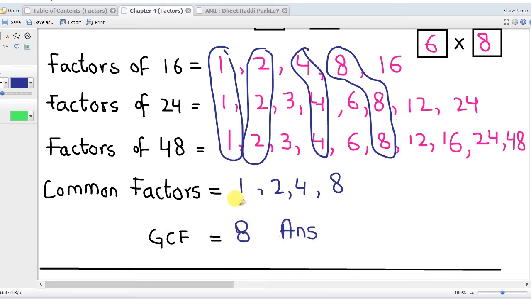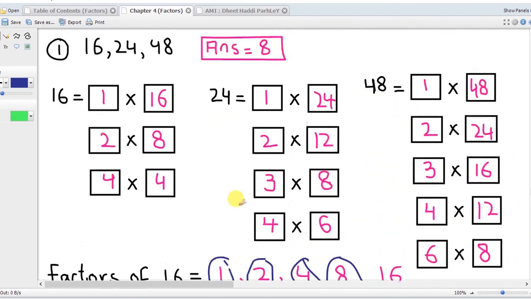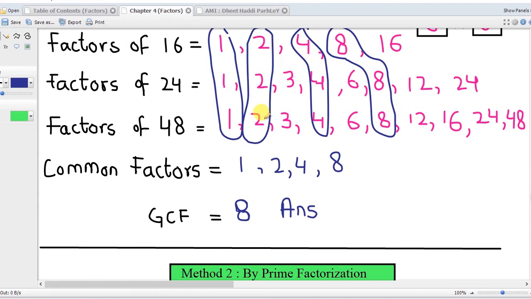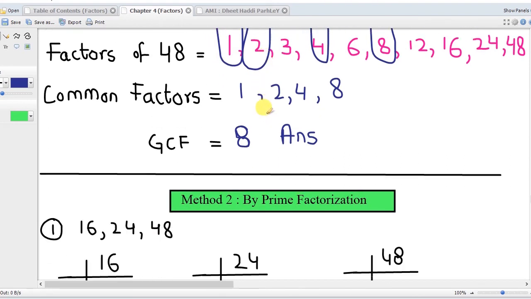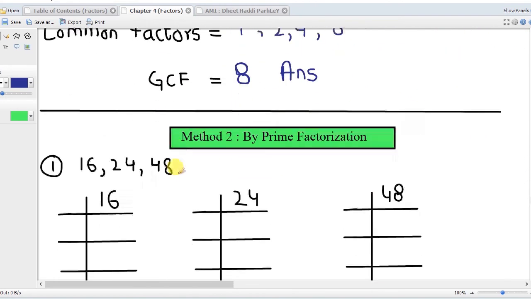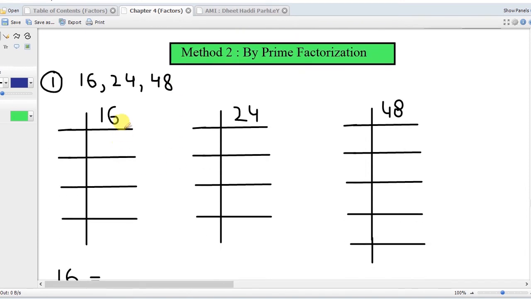Now let's check whether we are getting the right answer or not. So the answer was 8. Yes, we have done the question correctly. Excellent, bingo. Okay, next, now let's solve the same question. We have the same numbers, which are 16, 24 and 48, using the second method, which is prime factorization.